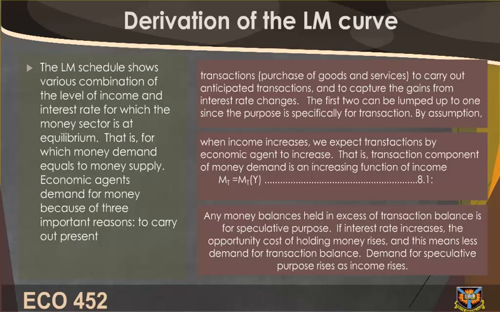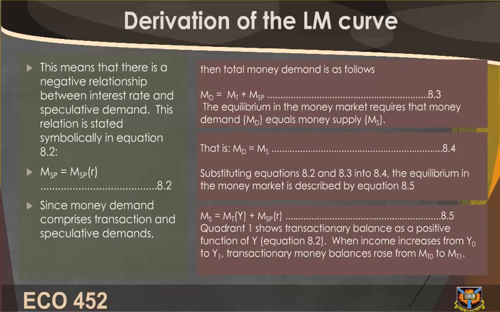Any money balances held in excess of transaction balance is for speculative purpose. If interest rate increases, the opportunity cost of holding money rises, and this means less demand for speculative balance. Demand for transaction purpose rises as income rises. This means that there is a negative relationship between interest rate and speculative demand. This relation is stated symbolically in equation 8.2.